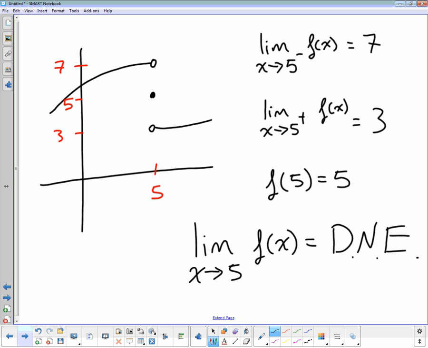In order for a limit to exist, it must be the same from both directions. Okay? Now, this idea that you could approach it and you would both be coming to the same location.